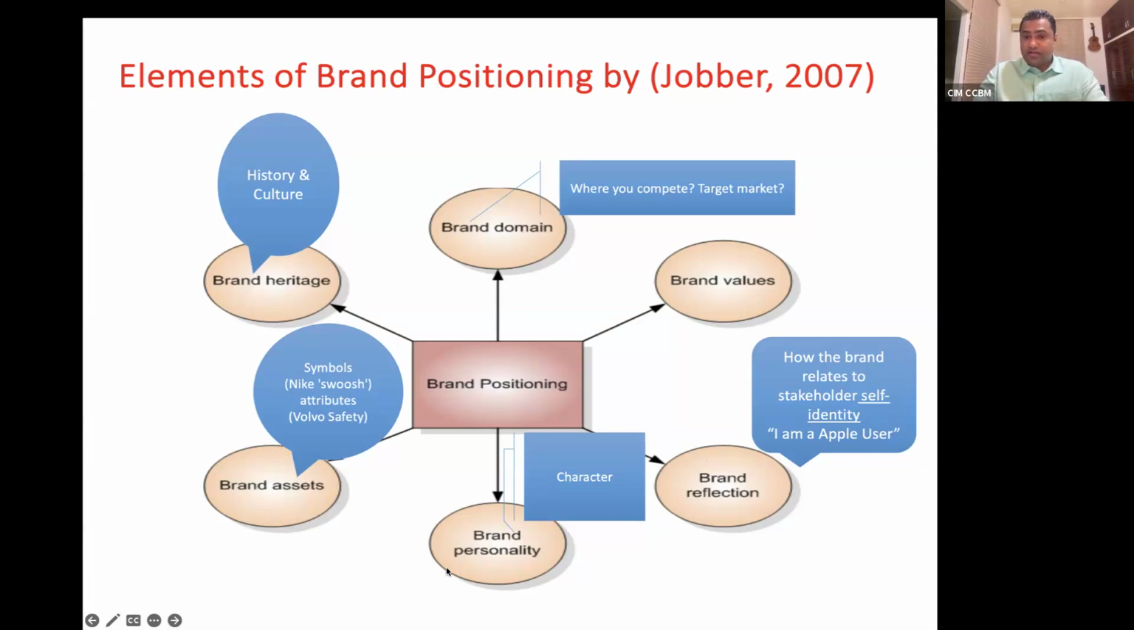Reflection of the brand, how the brand relates to yourself, your self-identity. You say, I am a Toyota user and I'm proud about it. Sometimes you say, I only use Apple. I don't use anything else. We say that, no? Proudly we say. That means you're identifying with that brand. That's a reflection of yourself. Your self-identity comes out and you're associating that brand with your self-identity and the values of the brand.